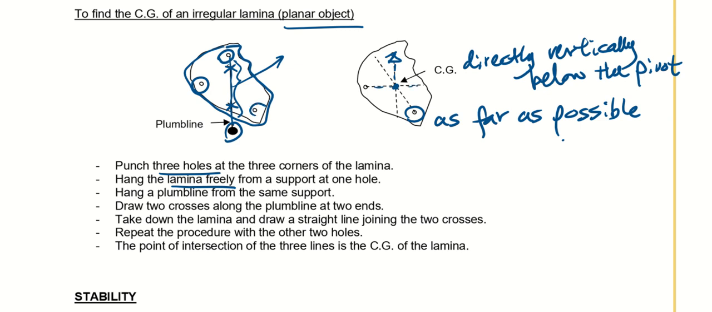Then after that I use the third hole to pivot and use the plumb line, draw out the plumb line, and this third line is going to confirm the location. The center of gravity is in this location. Okay, read through the steps again and please ask me if you have any questions.